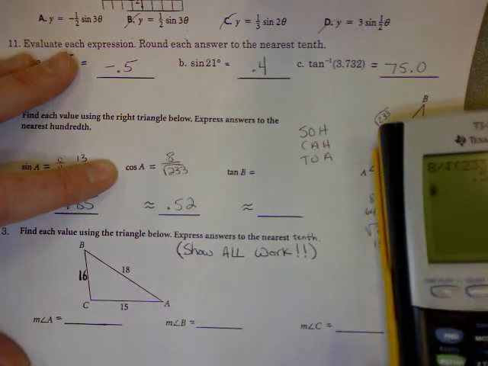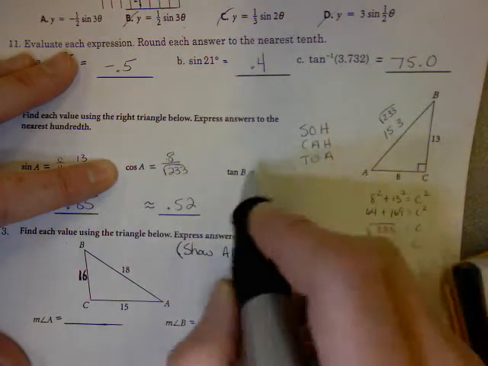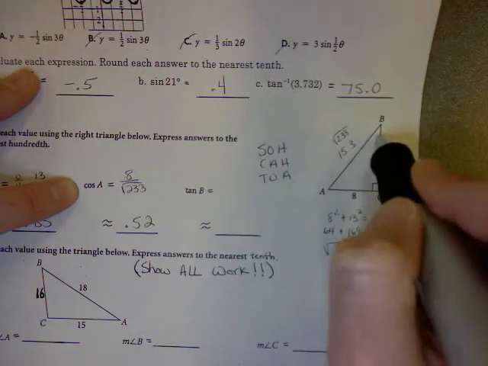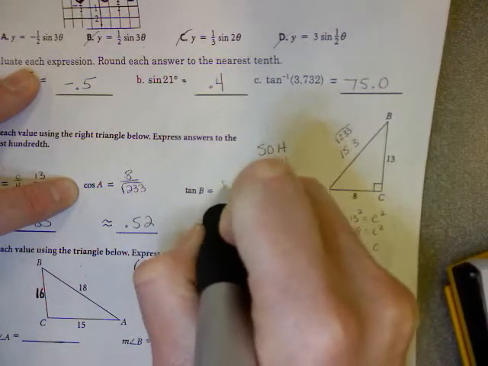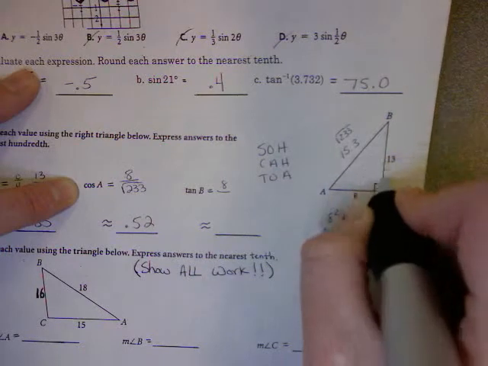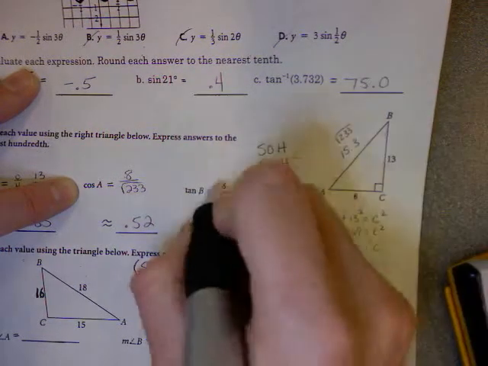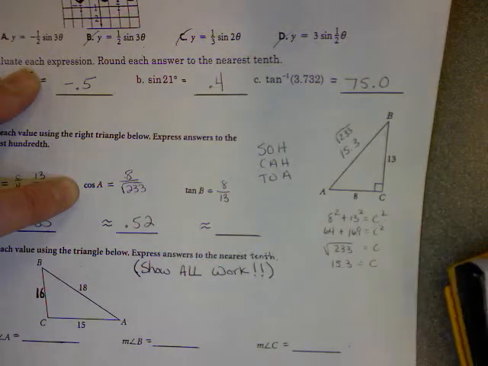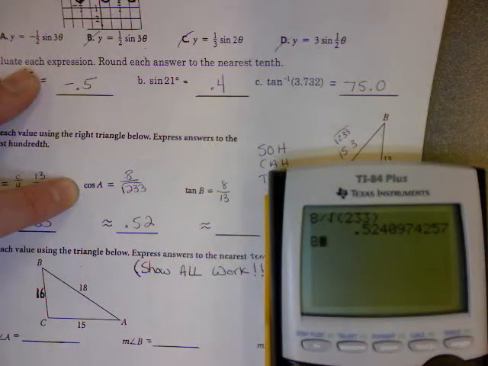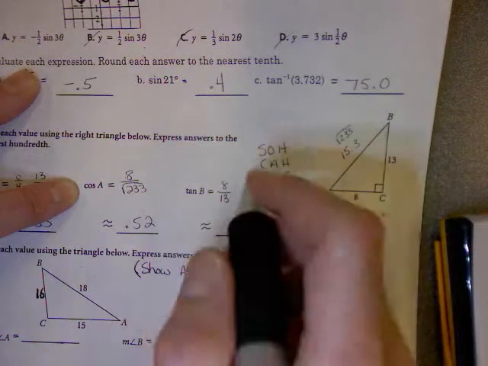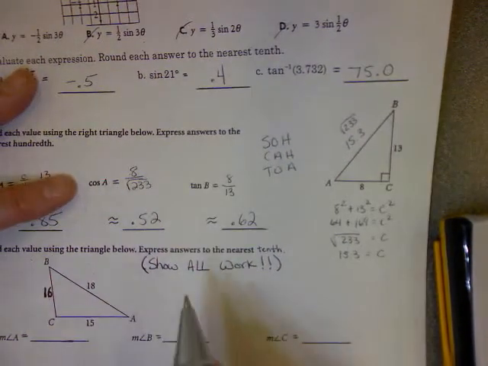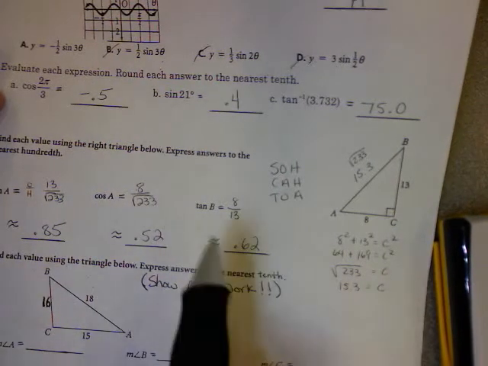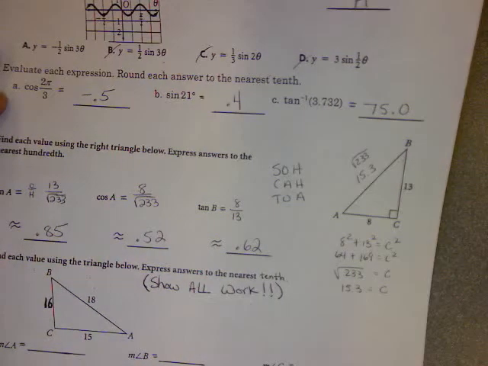And the tangent of B is opposite over adjacent, so B is our reference angle. So now we're going to go opposite side. Opposite of B is 8. So 8 over adjacent, which is adjacent of B, is 13. So 8/13, we can just do 8 divided by 13, which is 0.62. And those are the ratios for sine of A, cosine of A, and tangent of B for this right triangle.